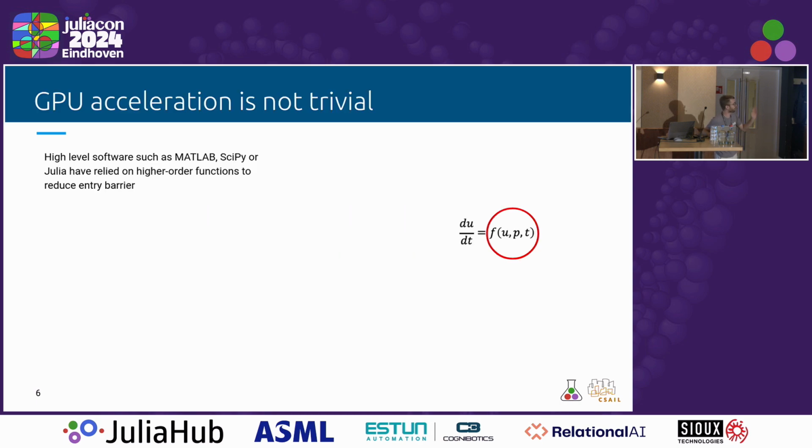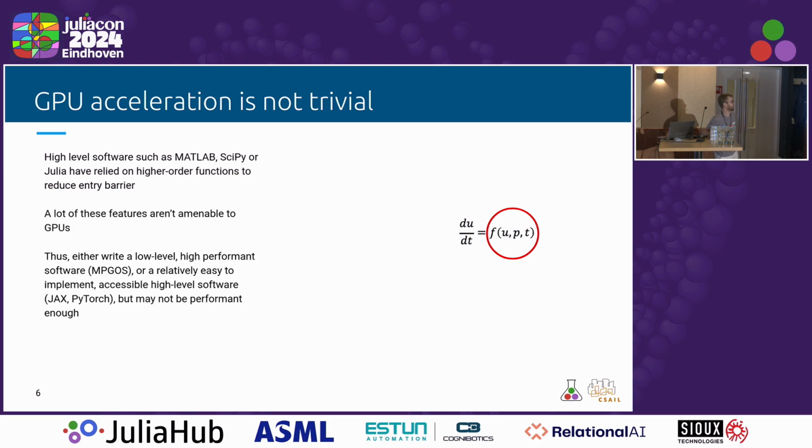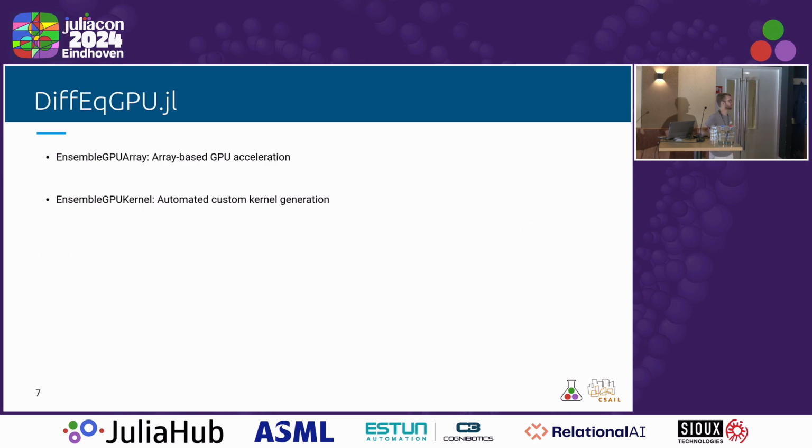So we have our f of u, p, t, and making your right-hand side run on the GPU is not trivial. You need to be in a relatively restricted subset. If any of you have worked with GPUs before, you'll know about the scalar indexing errors that you can sometimes get when you're trying to run things. To make it easy to write high-performance GPU code for this sort of case, you basically need to use something like SPMD, single program, multiple data. But the traditional approaches generally don't get the performance you want.